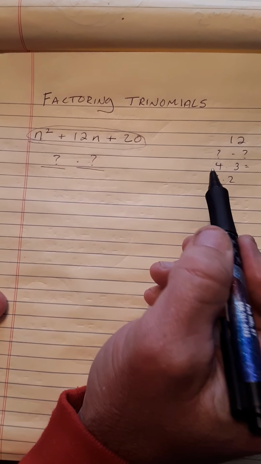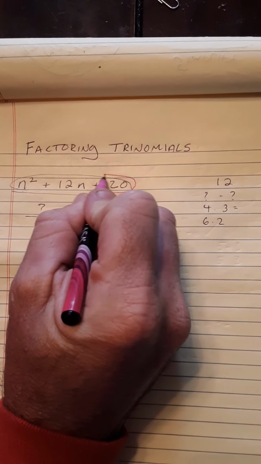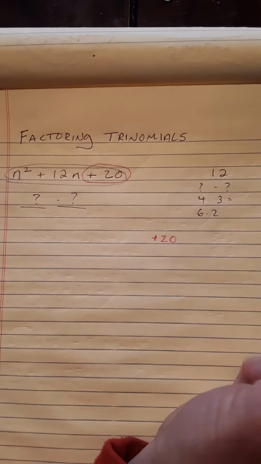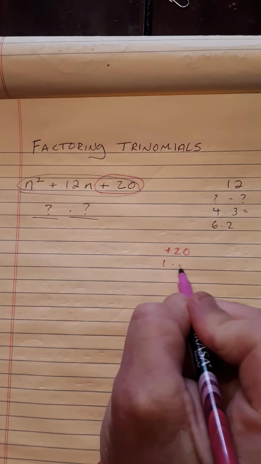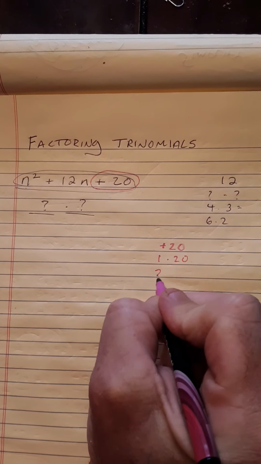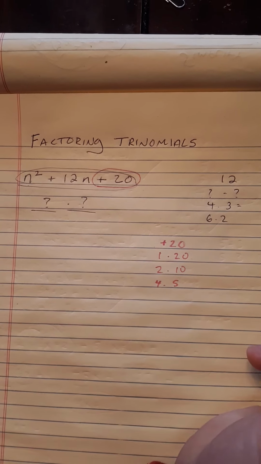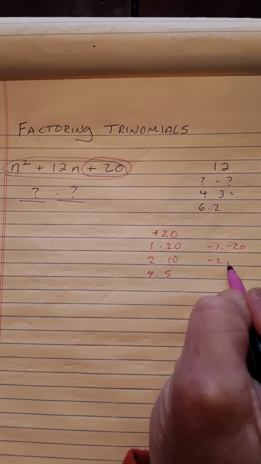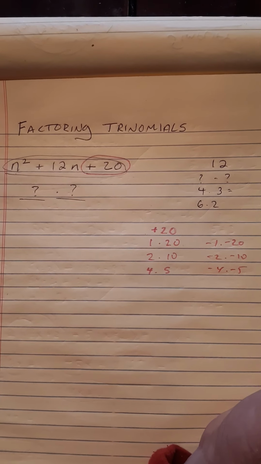So here's how I would attempt to do this problem. I would always look at the third term. In this case, it's positive 20. And I would write it off to the side. And I would ask yourself, what are the factors of positive 20? Well, we know 1 times 20 is 20, 2 times 10, and 4 times 5. Now, I also got to understand that negative 1 times negative 20 is 20, and negative 2 times negative 10 is 20, and negative 4 times negative 5 is 20.